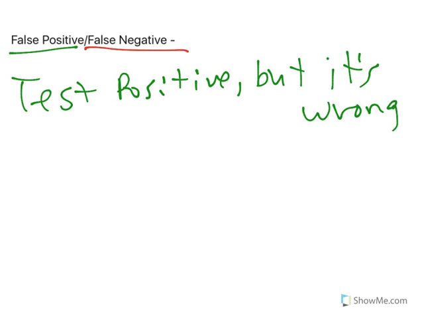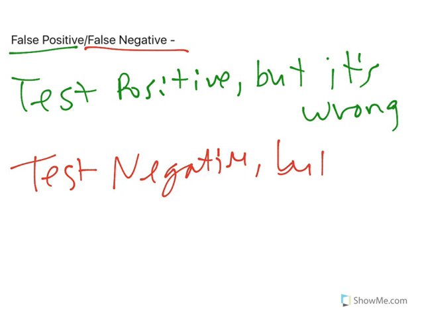Okay, a false negative. You test negative, but it's wrong. That's the key of it. It's the whole false piece. So you go in and the doctor says, you are not pregnant. And you're like, oh, okay. And then 9 months later, you have a baby, right? So, or 6 months later, depending on how far along you were. So test negative was when they say, no, you're not pregnant.